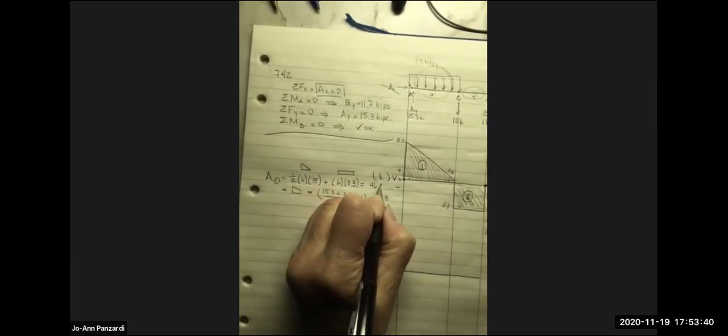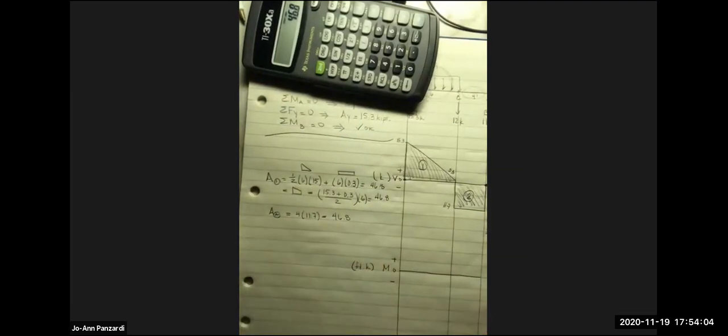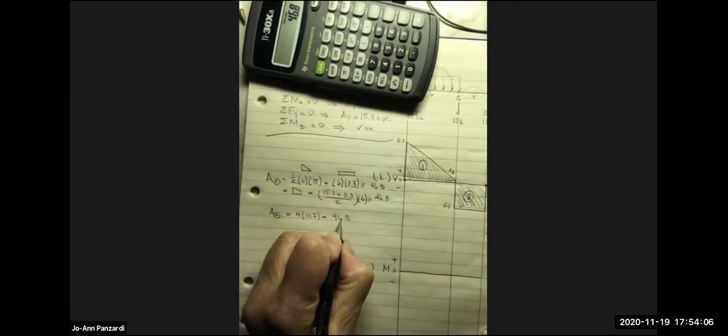Yeah, 46.8. Both of them came out to be 46.8. Okay, and then area two is base times height, and the base is 4, and the height is 11.7. So that comes out to be 11.7 times 4 is 46.8. Wow, how convenient, huh? I kind of did my check already.